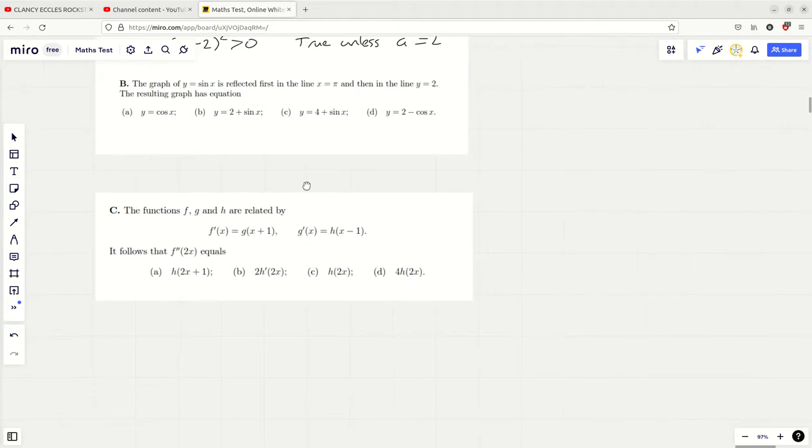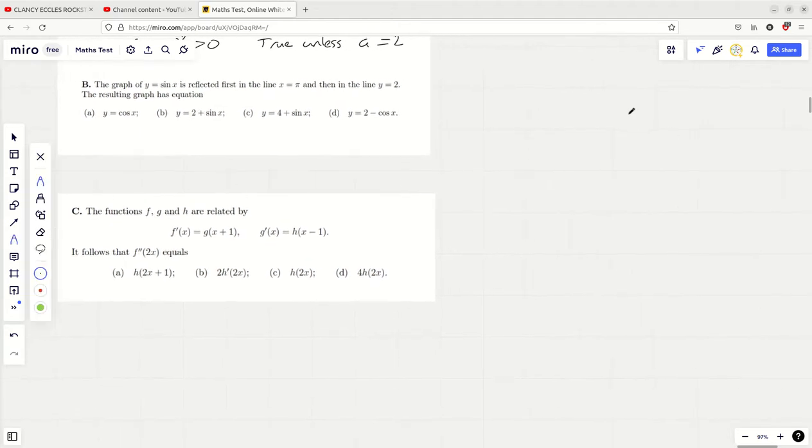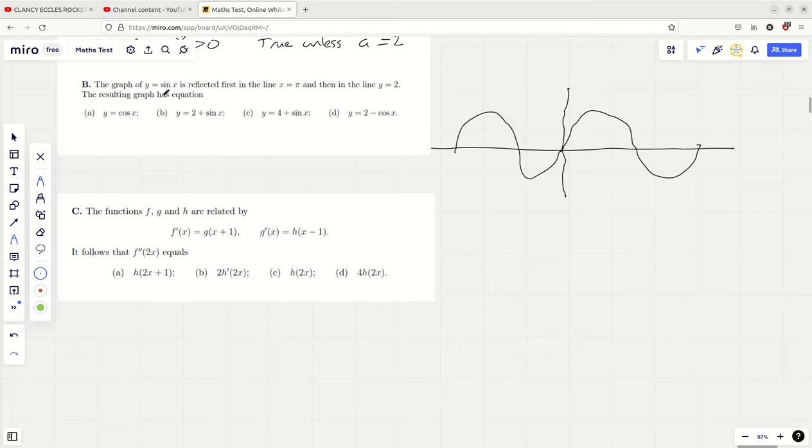What have we got here? We've got the graph of y equals sine x. So let's actually draw a graph of y equals sine x here, just a dodgy little graph. It doesn't have to be perfect. You just need to be able to use it effectively. Okay, now what are we doing here? We're reflecting it first in the line x equals pi.